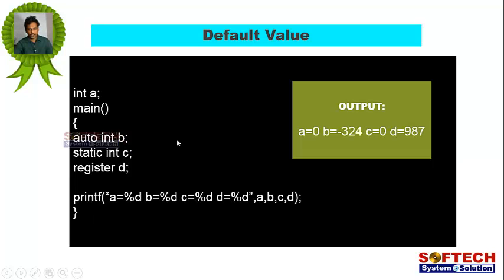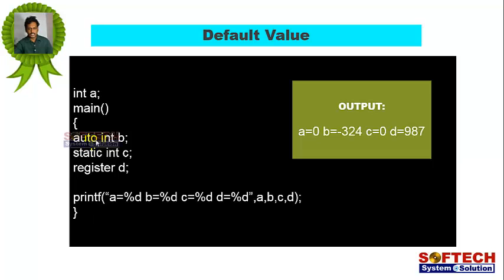By default, all are automatic storage class specifier. If we declare int b or auto int b, both are the same. The default storage class specifier is auto. So for auto int b, we allocated 2 bytes from RAM memory. The default value is garbage value, as per the previous table.